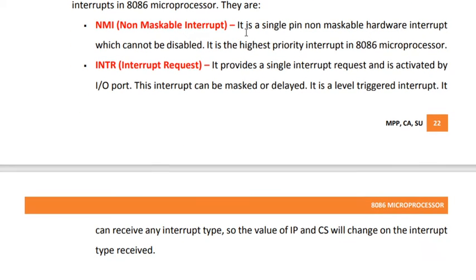So there are two types of hardware interrupts. First one is NMI, which is non-maskable, and it assumes the highest priority. And we have INTR, which is a maskable interrupt, and in case of INTR, the value of IP and CS will change on the type of interrupt that is being received.